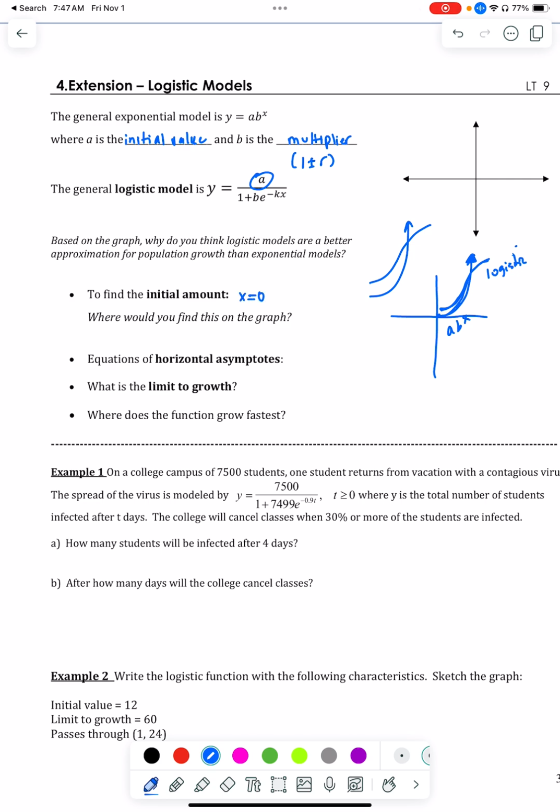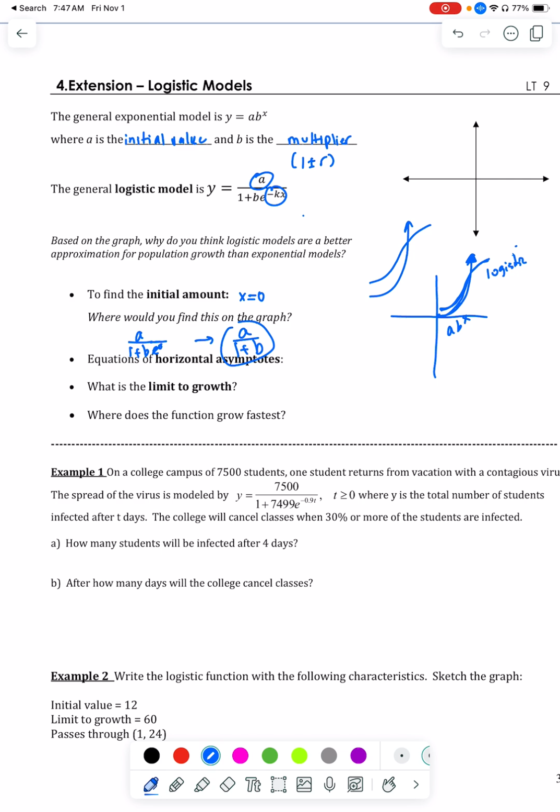And if x equals 0, what happens? You'll have A over 1 plus B multiplied by what? By e to the 0, right? This is going to be 0 here, which makes e to the 0 equal to 1. So basically, you'll have A over 1 plus B, right? That's your initial amount. That's how you find it. So your initial amount is going to be that value.